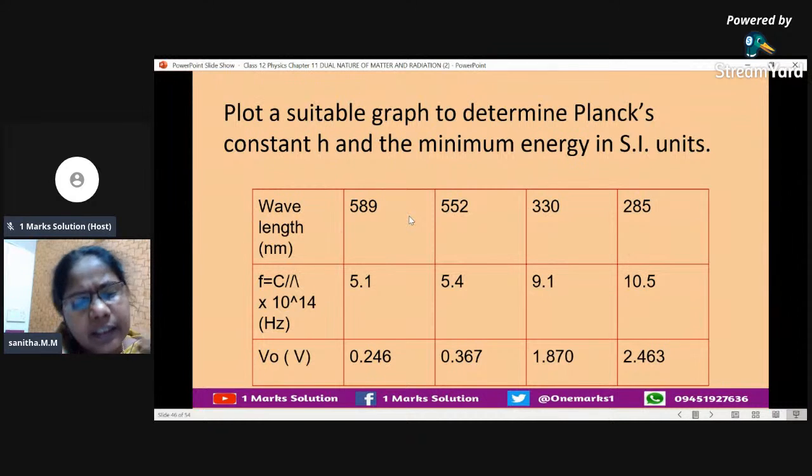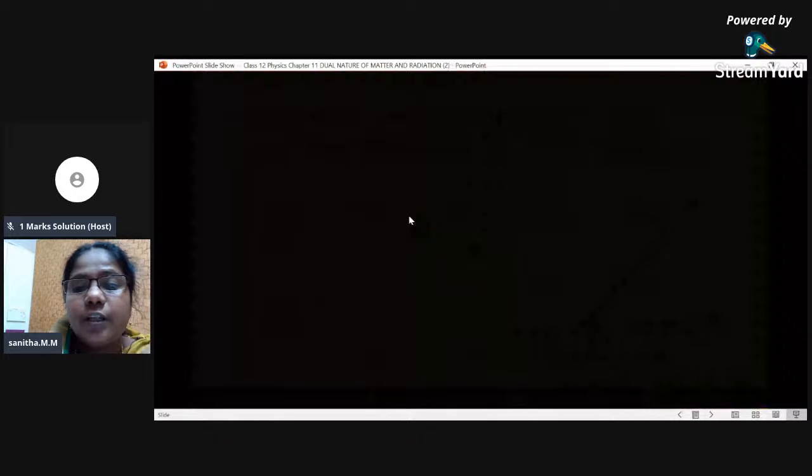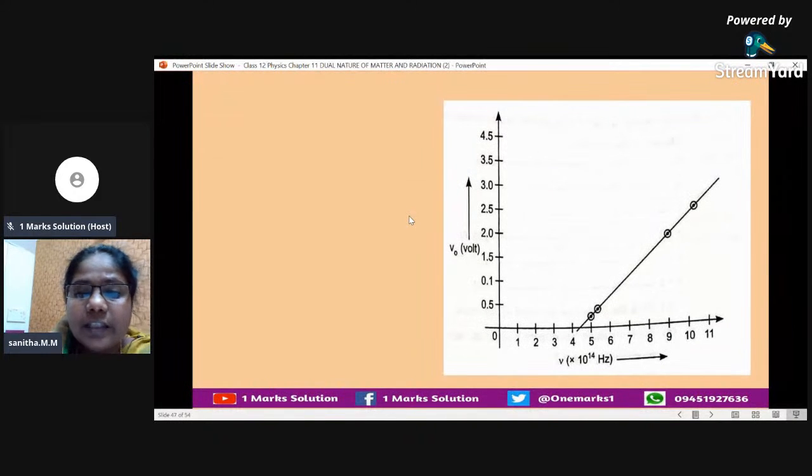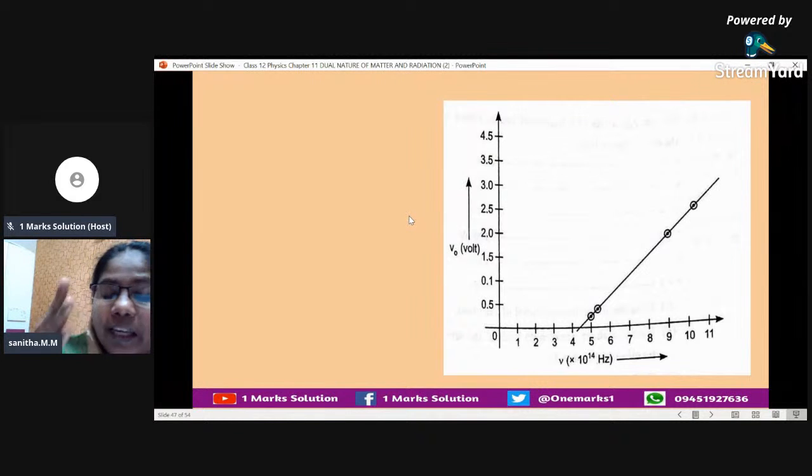We got this data. Now we can go for the graph. We can draw the graph. You can see the graph, a straight line graph. Again, we are not getting it from 0. It is starting from the minimum frequency. You can see it.